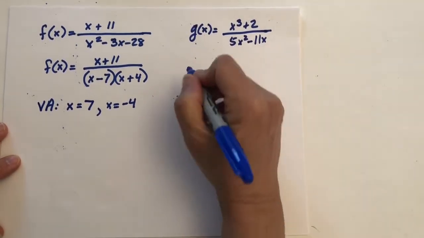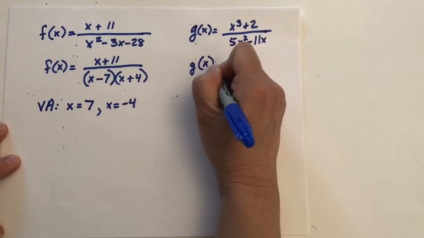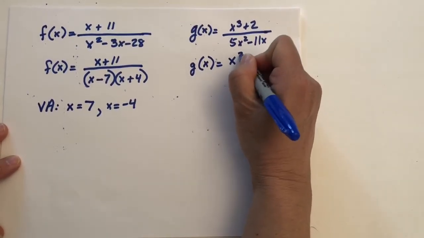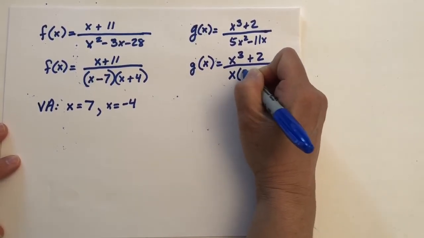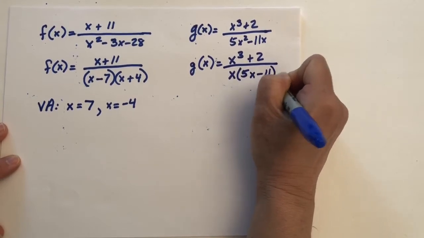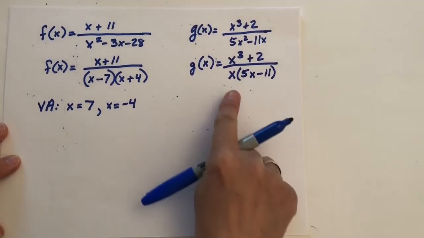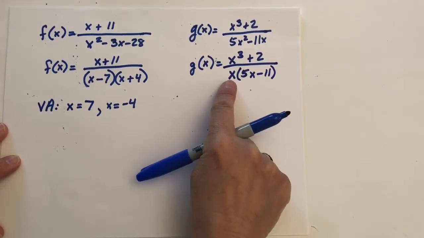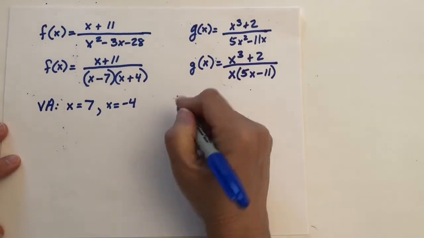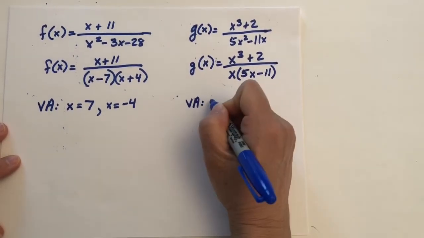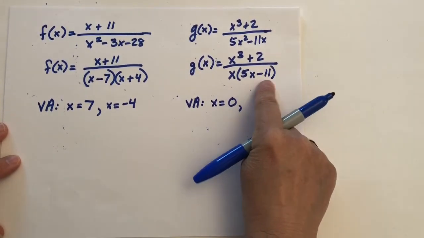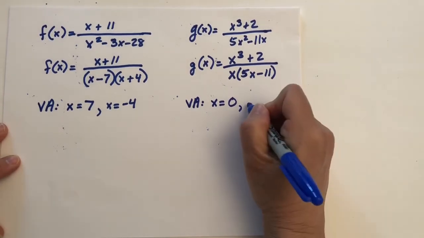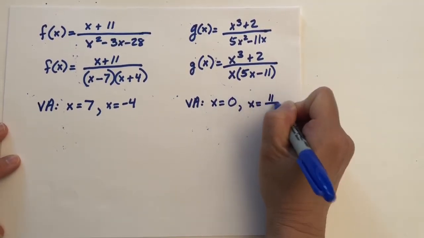And again, I'm focused on this denominator. Notice this time to factor, we can see there's a common factor of x, so let's take that out. In the numerator, we still have x cubed plus 2. In the denominator, now I have x times 5x minus 11. But again, our vertical asymptotes come from the numbers that make the denominator 0. So we have this x here. That means the vertical asymptote would be at x equals 0. And the number that makes 5x minus 11 equal to 0 would be x equals 11/5.